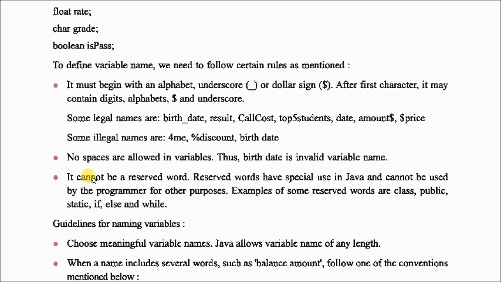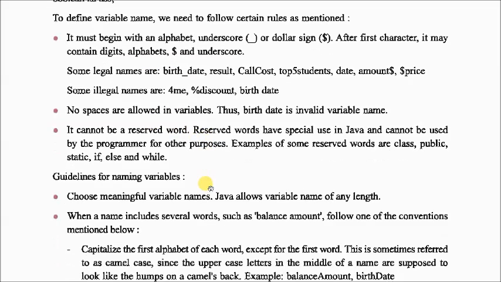It cannot be a reserved word. Reserved words have special use in Java and cannot be used by the programmer for other purposes. Some examples of reserved words are class. Class is already in the syntax, so it is already a reserved word. Java already uses the word class in syntax, so you cannot use it as a variable name. Public cannot be used. Static, if, else and while, or float, char, boolean. These are the names of the data types, so those also you cannot use.